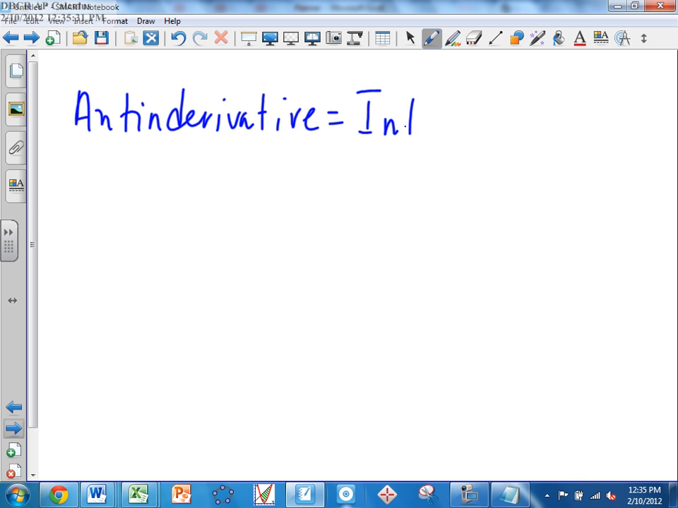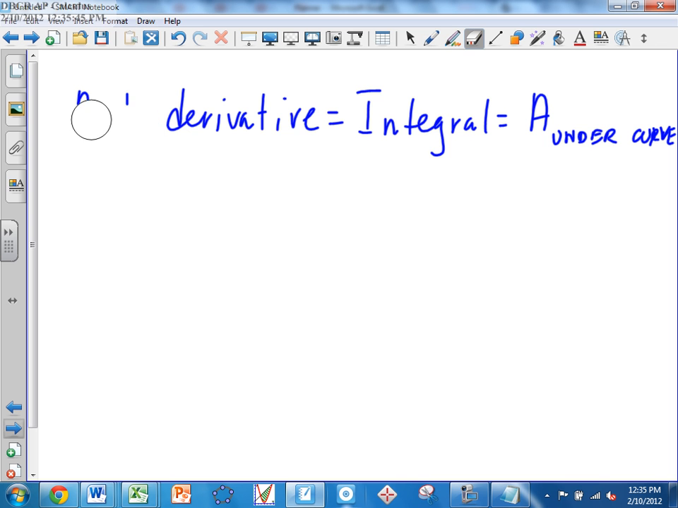Did I spell it wrong? I might have spelled it wrong. Anti. Nope. Yeah, there we go. He spells it backwards. It's not easy to do. Antiderivative.